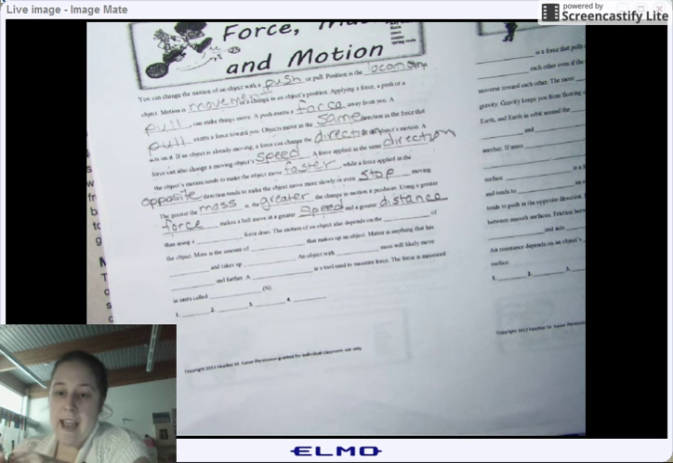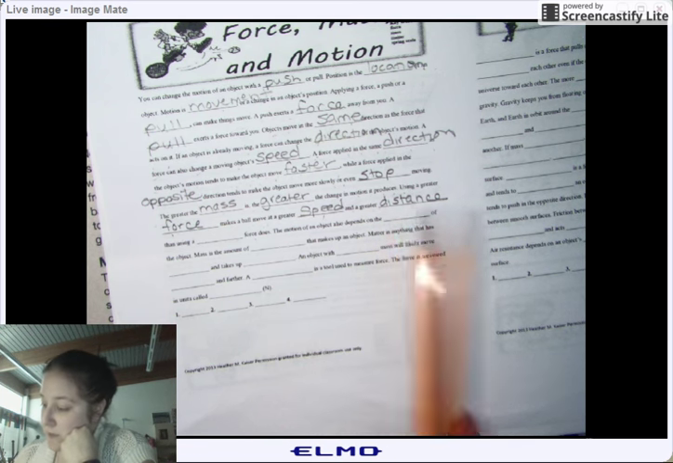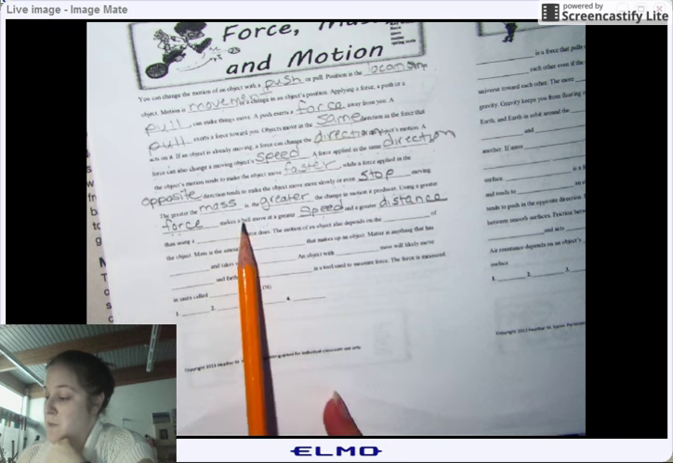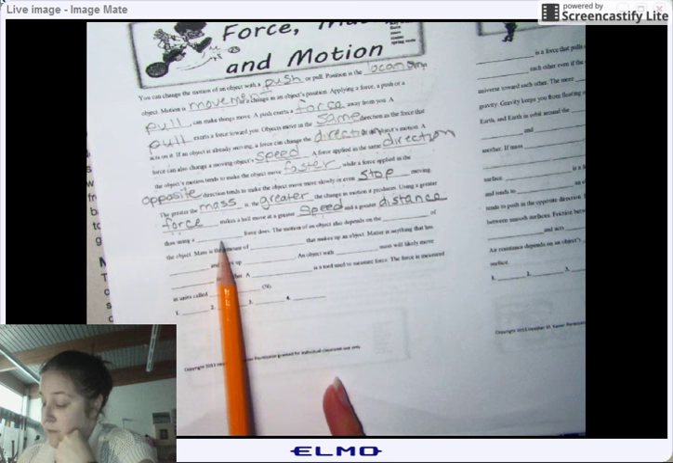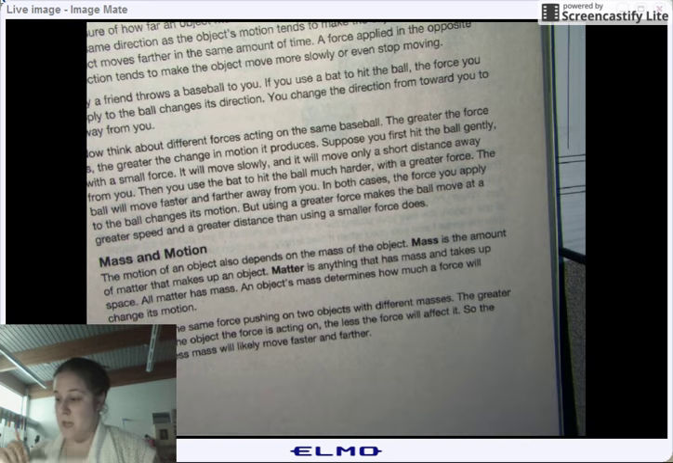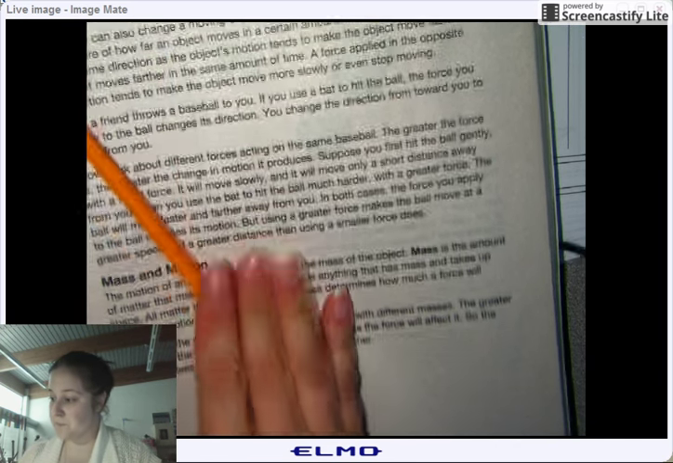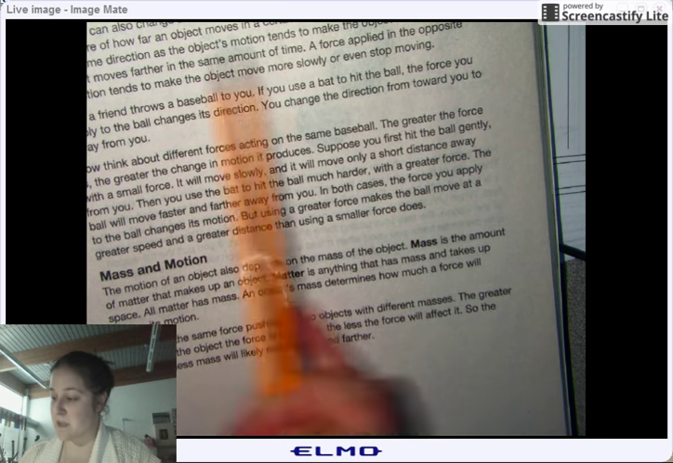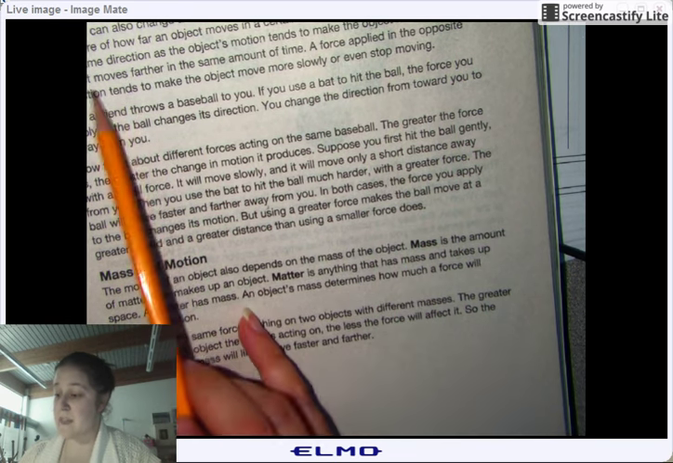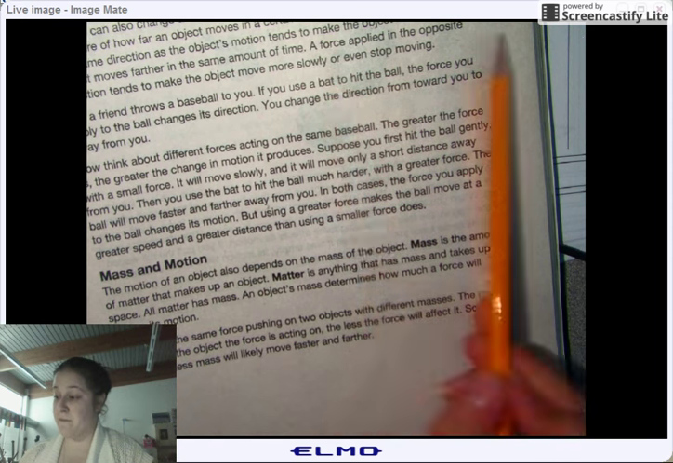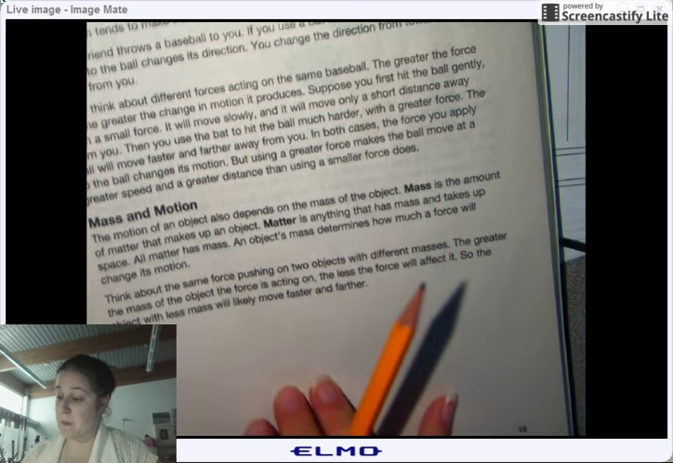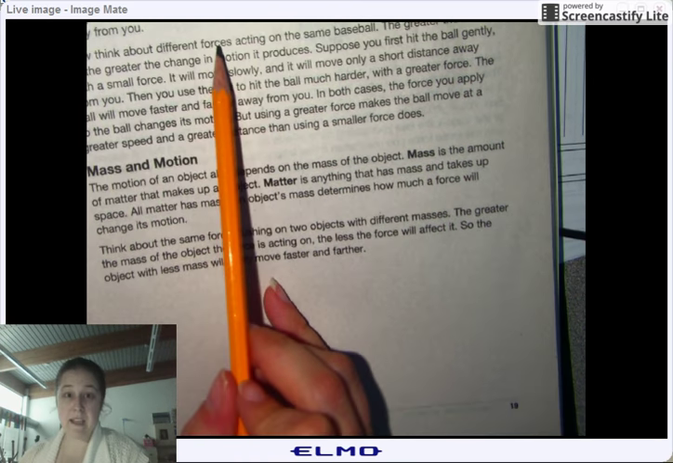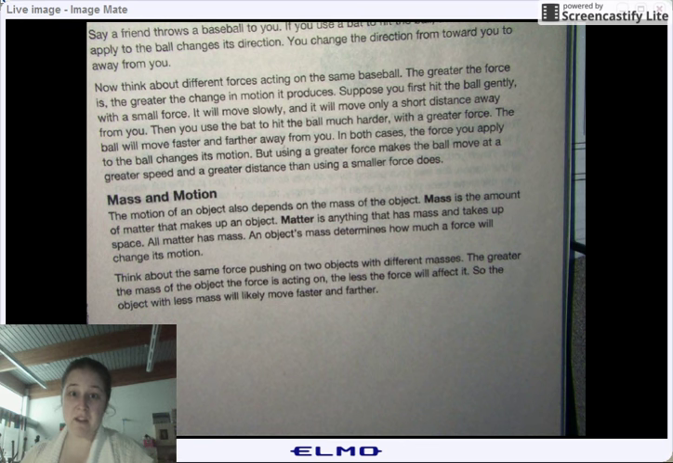So what we're going to see now is, let's go back and review this. Using a greater force makes the ball move at a greater speed and at a greater distance than using a blank force does. So the force applied in the same direction of an object tends to make the object move faster. The object moves in the same amount of time. The force applied in the opposite direction makes it move slowly or stop moving. Okay? Now think about different ways of forcing the same baseball. Right here, they're talking about if you hit it harder, the more it's going to go.